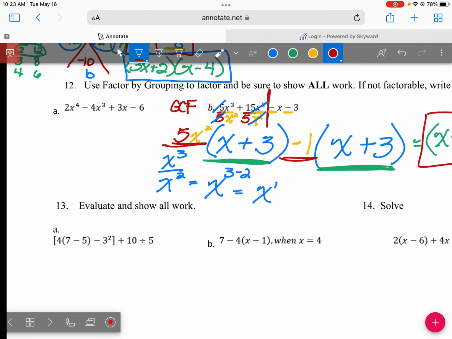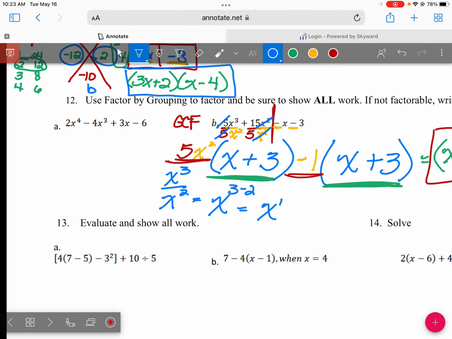So I'm going to do 12A quickly. I'm going to split this in two. Find your greatest common factor, which is going to be 2 for the number and x to the third. What do I have left? 2. I have an x minus 2, and those cancel out. Over here, plus 3x and negative 6. So I have a 3 and negative 6. The greatest common factor there is a 3.